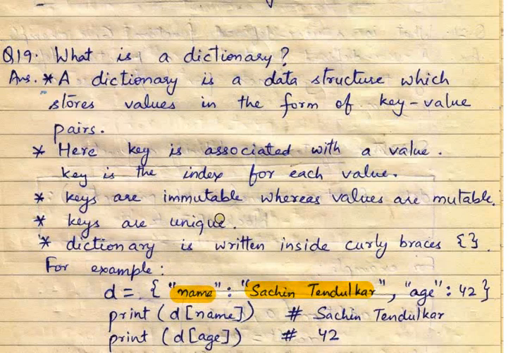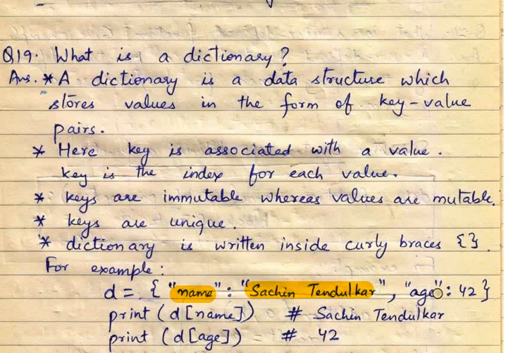Keys are unique. It means name has been specified once. It cannot be given again in the same dictionary. Dictionary is written inside curly braces. It means you have to use curly braces to start and end the dictionary respectively. For example, you are writing D equal to, within curly braces, double quotes name colon double quotes, whatever value you want to give. I have given Sachin Tendulkar, comma, double quotes age.